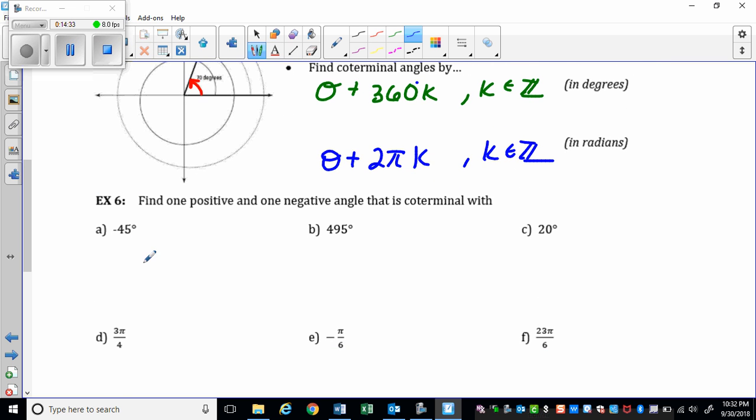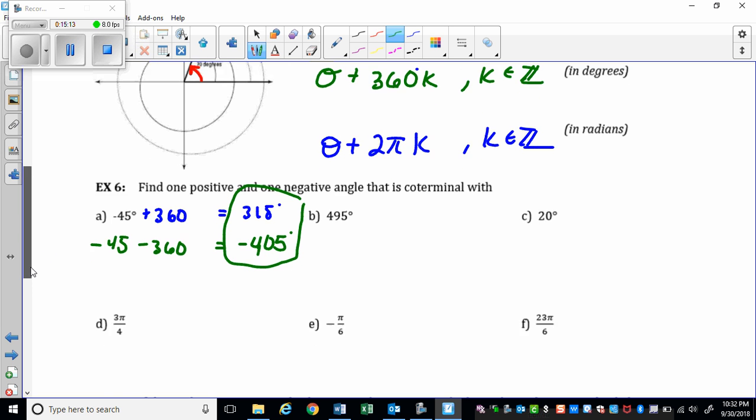Alrighty, now let's try 45 degrees. Let's just add 360. We want one positive and one negative angle that is coterminal. So 45 plus 360 is 405. And then they want a negative one. So 45 minus 360 is, I think, negative 315. Try it out. Tell me if I'm wrong. So these are my answers.